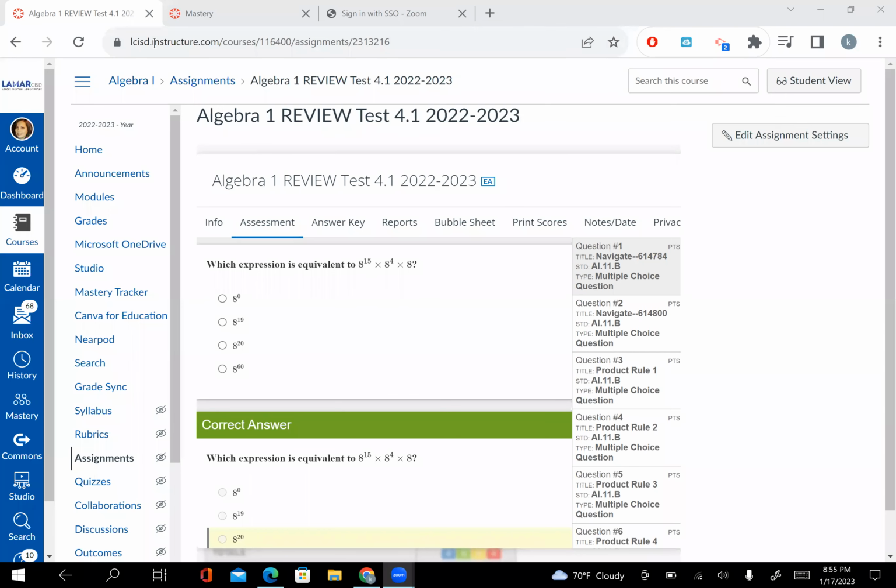Hey there, it's Miss Campbell. I'm going to go through the test review with you guys so that you can work them out. And if you have any questions on it, hopefully this will help explain it for you.